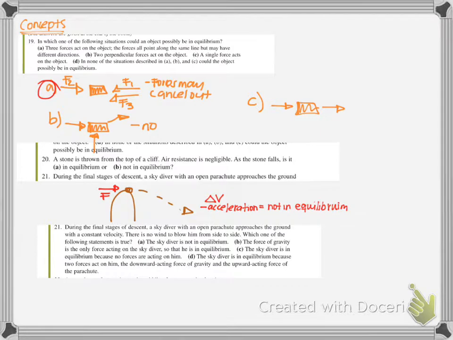Okay, now during the final stages of a descent, a skydiver with an open parachute approaches the ground with a constant velocity. There's no wind to blow him from side to side. Which one of the following statements is true? If he's at a constant velocity, that means the acceleration is 0. So A, the skydiver is not in equilibrium, could not be a choice. B says the force of gravity is the only force acting on the skydiver, so that he is in equilibrium. The force of gravity is not the only force acting on him. Normal force is also acting on him, so that cannot be a choice.